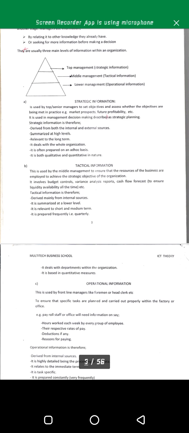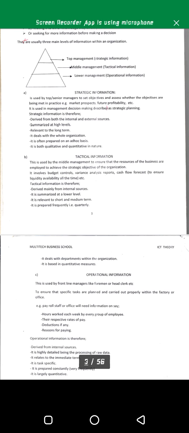Strategic information is therefore derived from both internal and external sources. This basically means that people within the organization will provide this information, and people outside the organization will also provide this information.